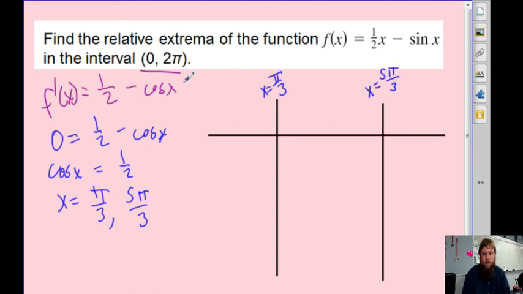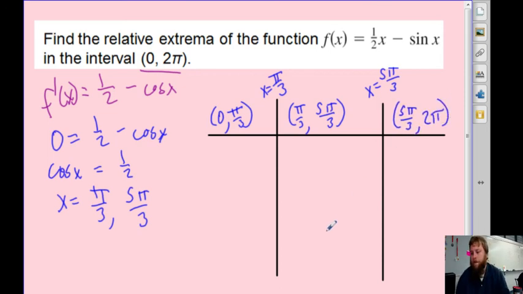So we have intervals. Now it's 0 to 2 pi. So this interval here is going to be from 0 to pi over 3. This interval is going to be from pi over 3 to 5 pi over 3. And this interval is from 5 pi over 3 to 2 pi. All right, so now I want to pick some numbers. I can pick any test values I want, but let's pick something on the unit circle, that would make sense.